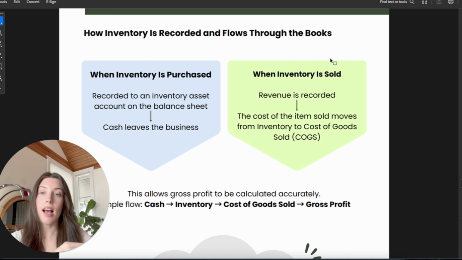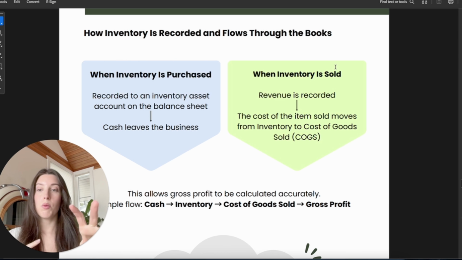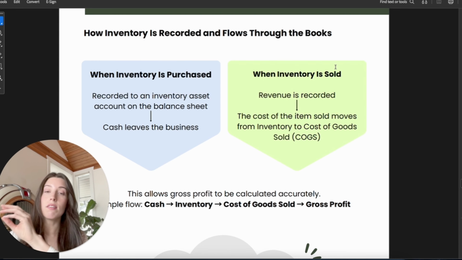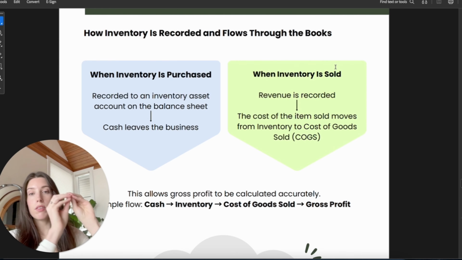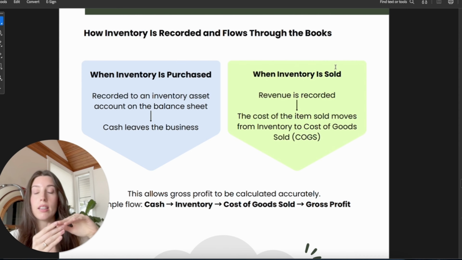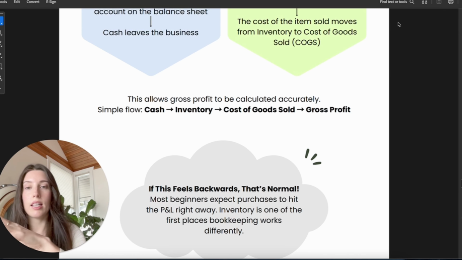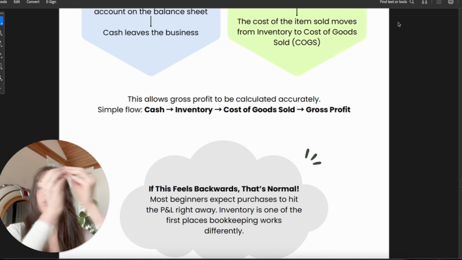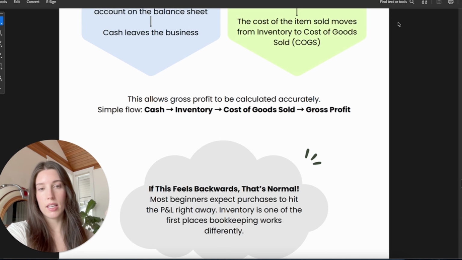Now let's talk about how inventory is actually recorded. When inventory is purchased, it's recorded to an inventory account on the balance sheet, so it's an asset, and then cash is leaving the bank. But profit doesn't change yet because the business still has something of value. Now, when inventory is sold, revenue is recorded, and then the cost of that item sold moves from inventory into cost of goods sold. That movement is what allows gross profit to be calculated accurately. So cash is given, the inventory is received. Once it's sold, it moves to cost of goods sold, which allows you to calculate gross profit.